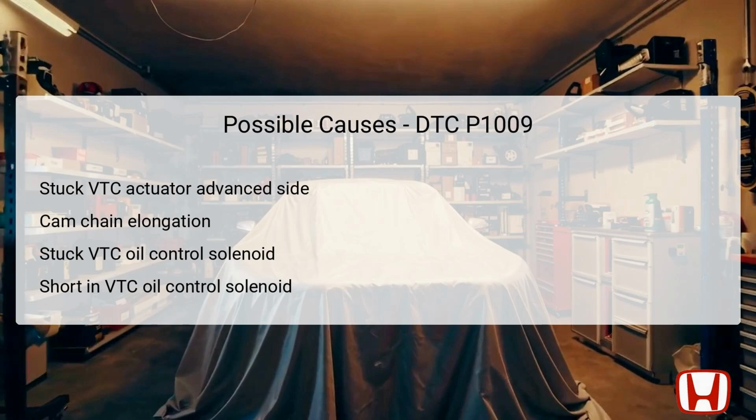Additionally, the VTC oil control solenoid may be stuck, preventing the necessary oil pressure from reaching the actuator. Lastly, a short circuit within the VTC oil control solenoid can disrupt normal operation, triggering the DTC. Identifying these elements is crucial for a successful diagnosis.